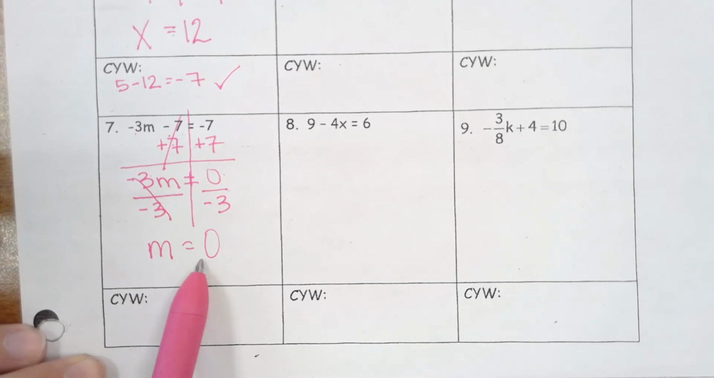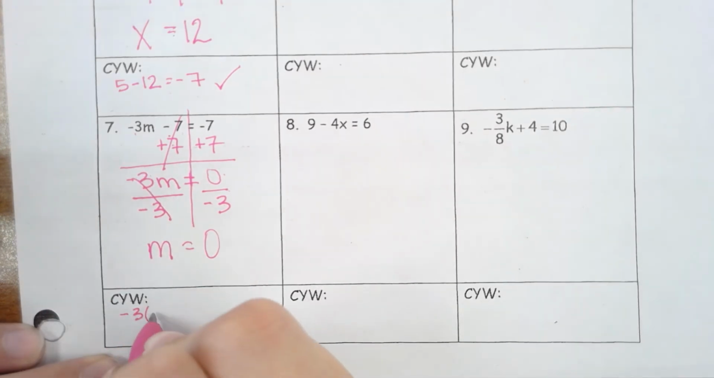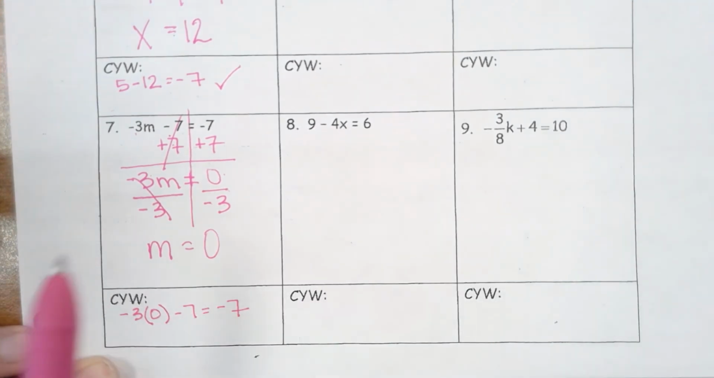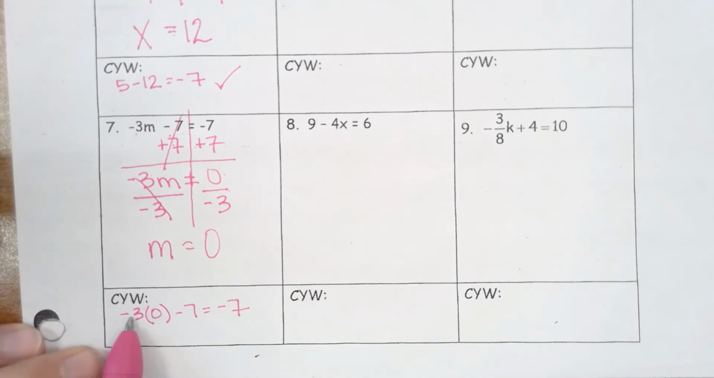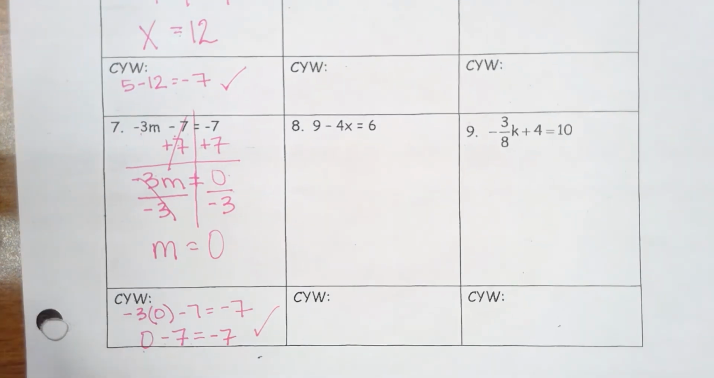All right, so check your work. So plug 0 back in for m and see if this does work out. And then just rewrite the problem with 0 in for m. So if I were to solve it, negative 3 times 0 is 0. So then if I take 0 minus 7, does that equal negative 7? Yes, it does.